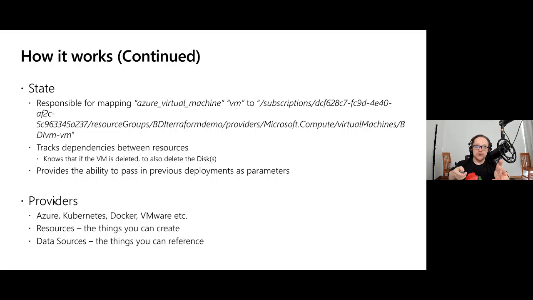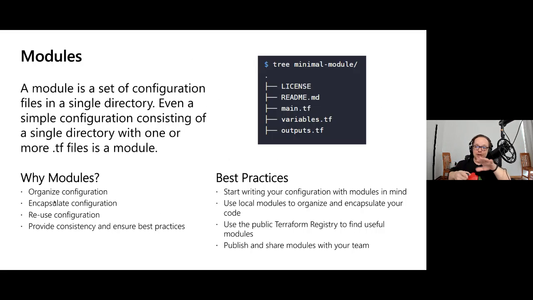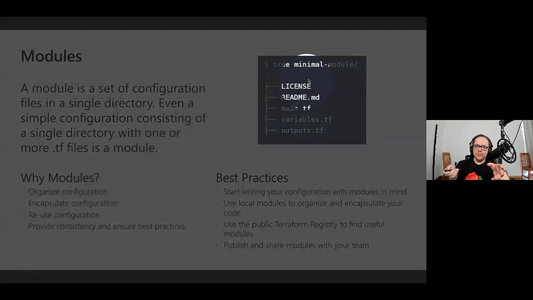Next, we're going to deep dive a little bit into modules. A module is a set of configuration files in a single directory. Think of it as your project. We're going to create from scratch a very simple module in a single directory, and it consists of one or more TF files, so Terraform files, all written in HCL. You can see in this example there's a minimal module example. You've got your README, your main.tf, variables.tf, and then outputs. We're going to go through a nice example there. Also, main.tf is your functions and your logic for the application you're trying to build. It also defines all of your dependencies and the resources you can create.